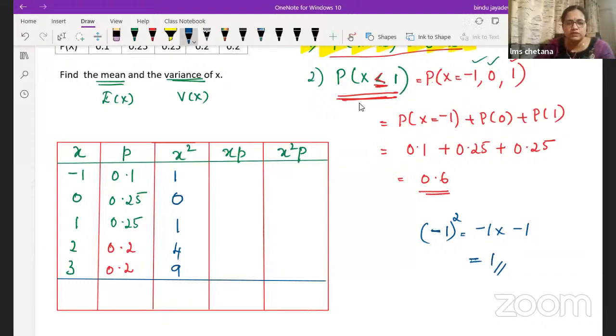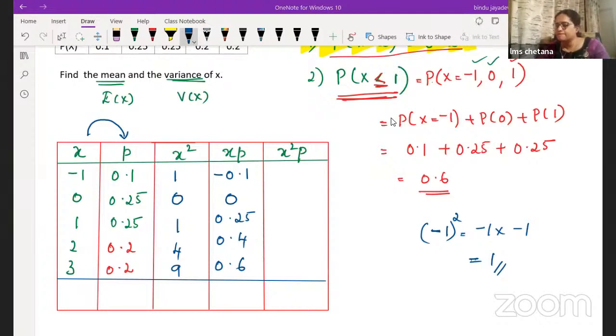Now x into p. Which is that x into p? These two. That means minus 1 into this, minus 0.1. 0 into this, 0. Correct? 1 into this one, 0.25. 2 into 0.2, 0.4. 3 into 0.2, 0.6. Okay. Done.